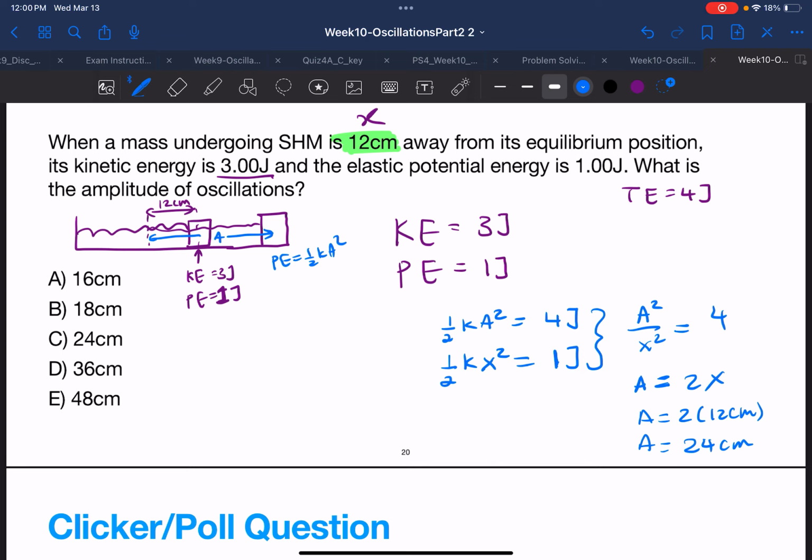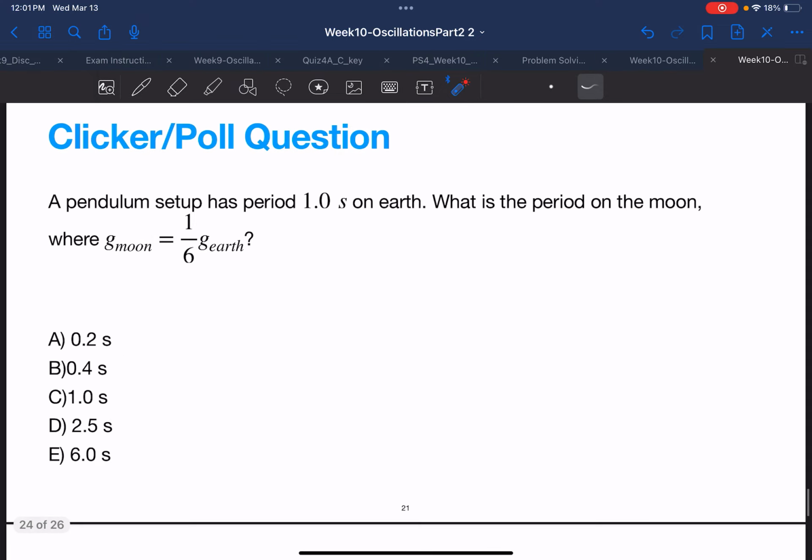There's a few different ways of approaching this. So if you have a different approach for this problem, please try that and make sure you can get to the correct result. All right, that's it for, oh, no, there's one more question.